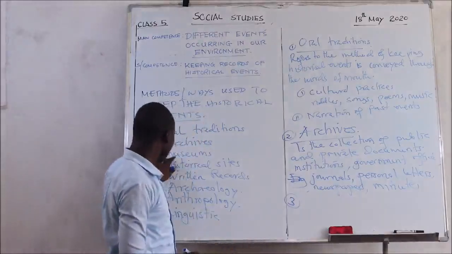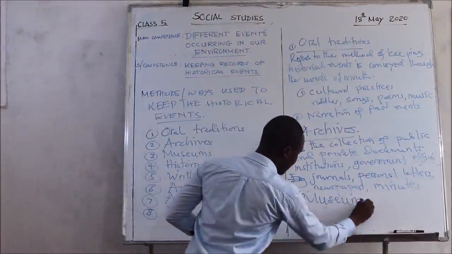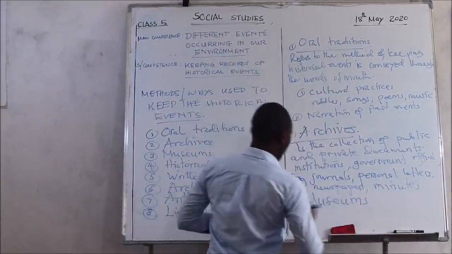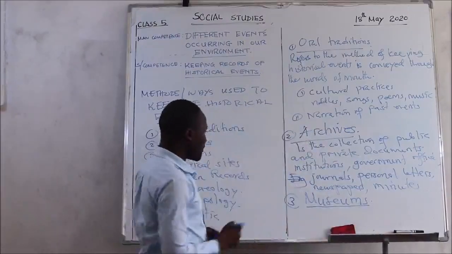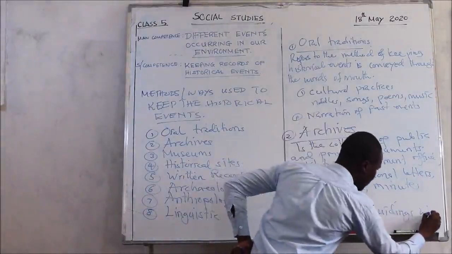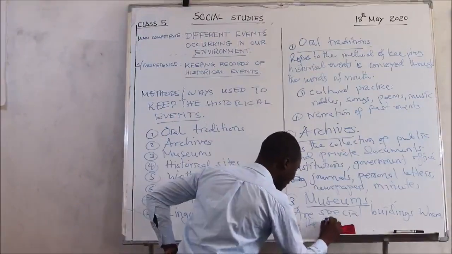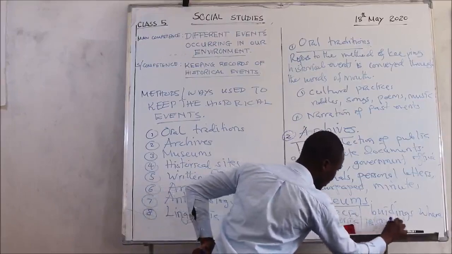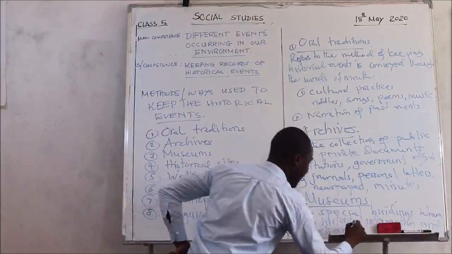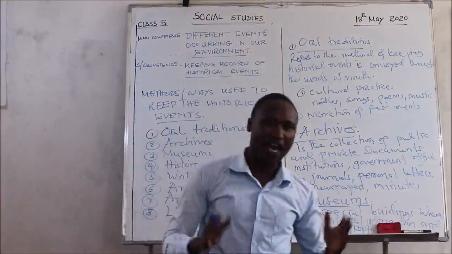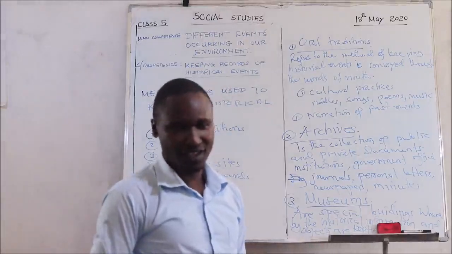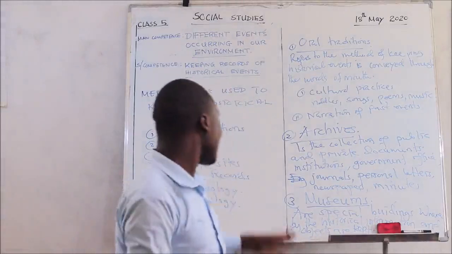Hope we are together. Number 3, it is known as museums. Museums are special buildings whereby historical information and objects are kept. So when you say museums, they are special buildings whereby different historical information as well as objects are kept for further studies or research and so forth. This is the meaning of museums.